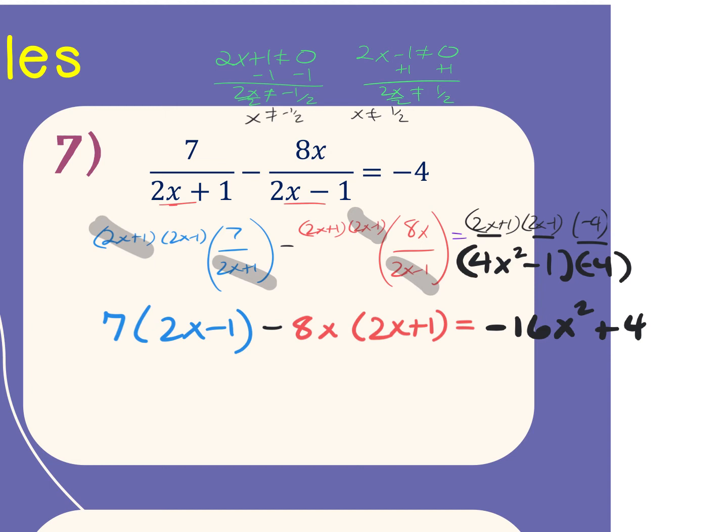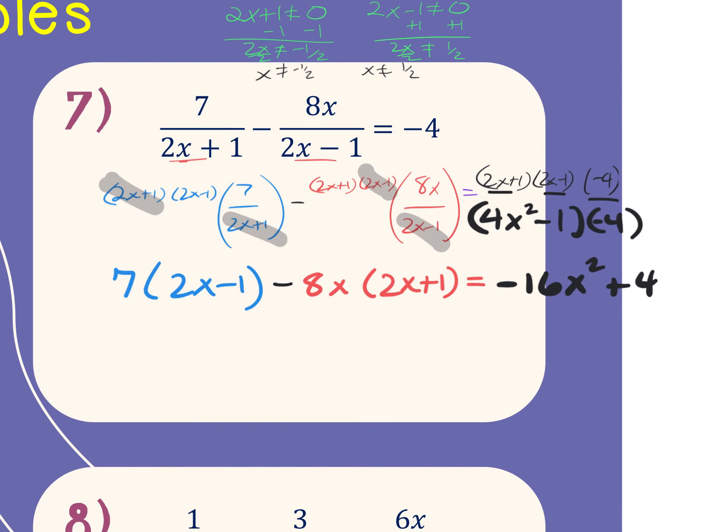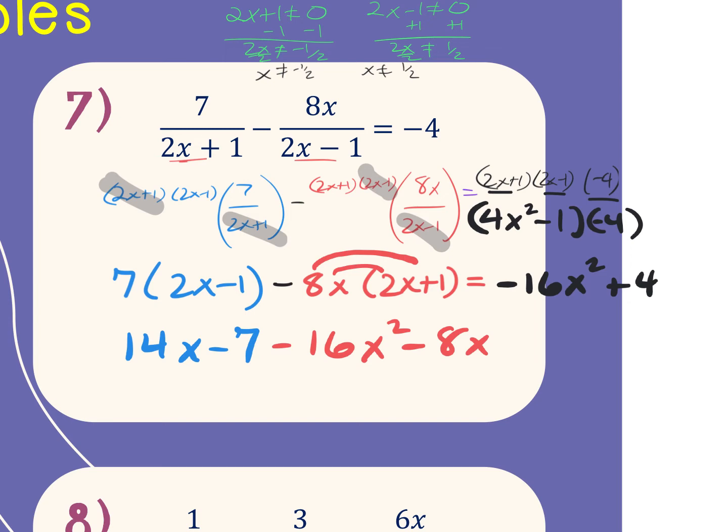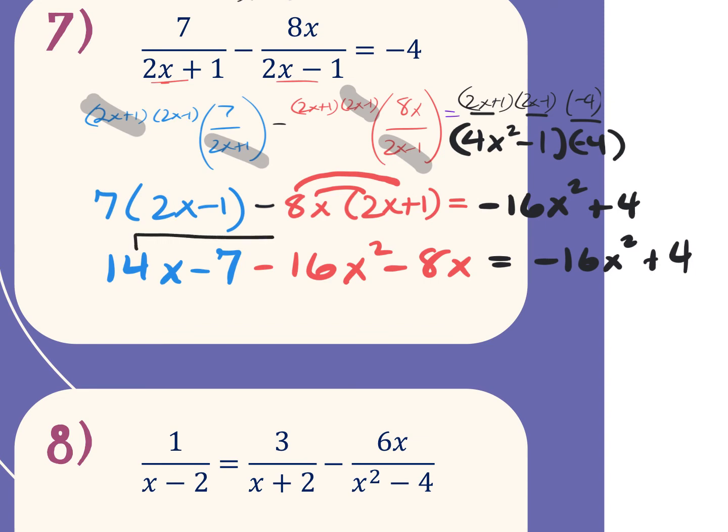So now I'm going to distribute the red and the blue. So this blue becomes 14x minus 7. The red becomes negative 16x squared. Now I'm distributing this as a negative 8. And then this becomes a negative 8x, and then it's equal to negative 16x squared plus 4. I now need to try to group my like terms together. Before I do that, let me add the 14x and the 8x, and this will give me 6x minus 7 equals negative, and I also have, sorry, the negative 16x squared.